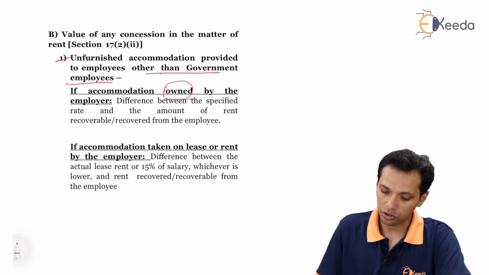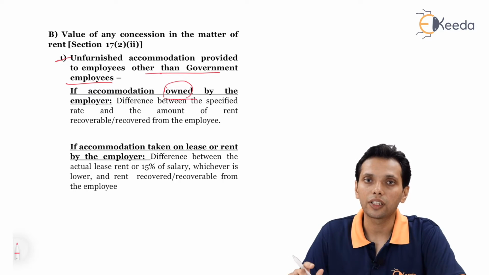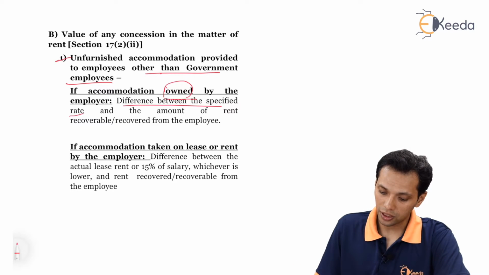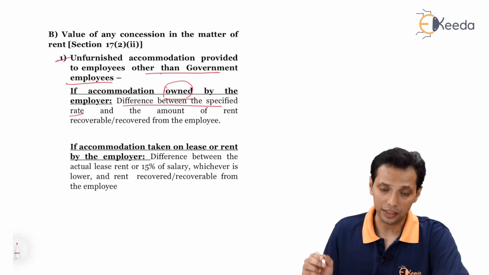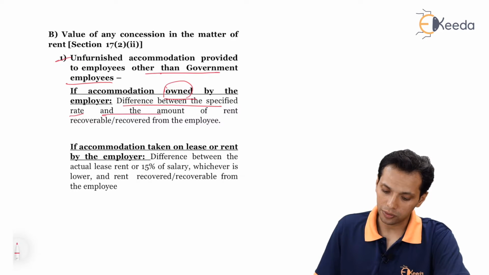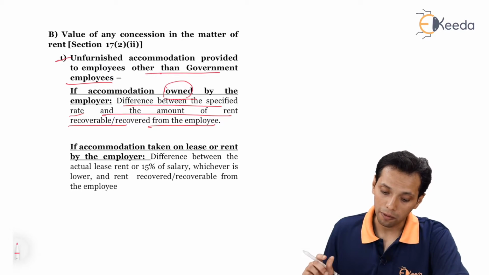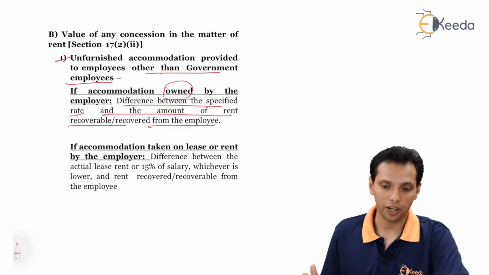Where the accommodation is owned, the perquisite value is calculated as 15%, 10%, or 7.5%. So it is on the difference between the specified rate, which is nothing but 15, 10, or 7.5%, and the amount of rent recoverable or recovered from the employee. That will be the concession in the matter of rent.